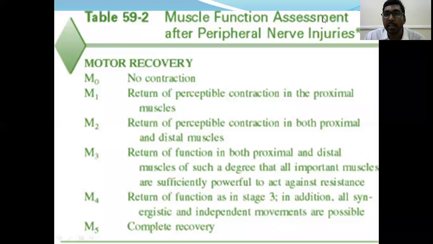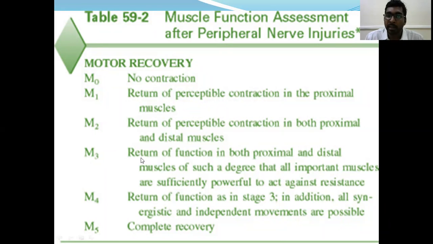So, motor function assessment after peripheral nerve injuries. M0 is no contraction present, and M1 is return of perceptible contraction in the proximal muscles. You see, I already told you about the motor march: the proximal muscles, which are the muscles supplied first by the nerve fiber, recover first. And M2, stage 2, means return of perceptible contraction in both proximal and distal muscles. So nerve recovery has progressed somewhat, and the distal muscles are now also reinnervated.